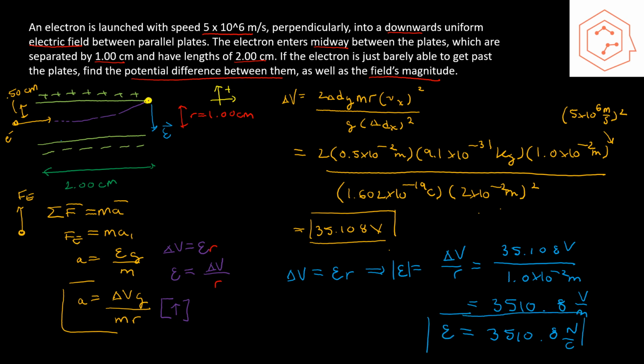And so the potential difference between the two plates is 35.108 volts, and the electrical field between them is 3,510.8 newtons per coulomb.